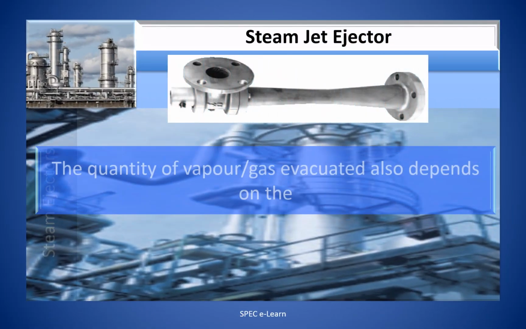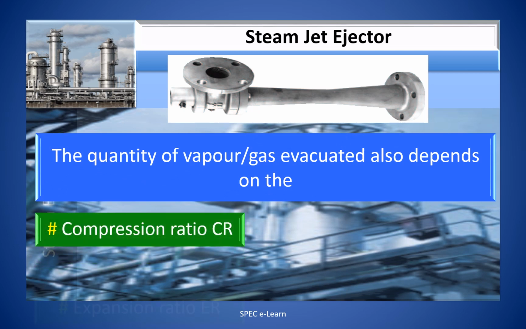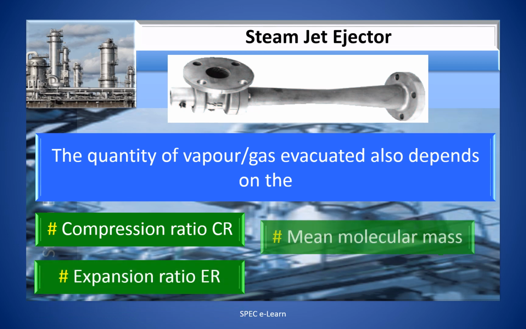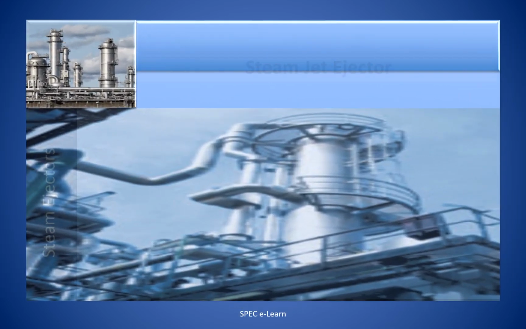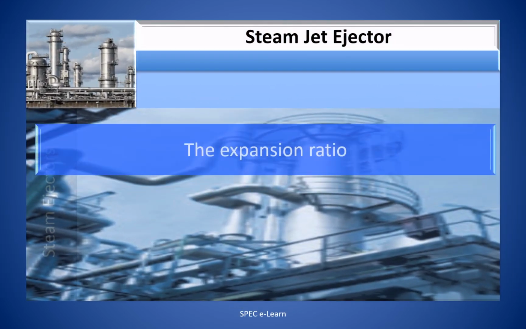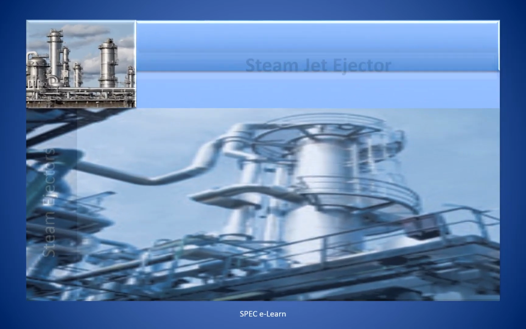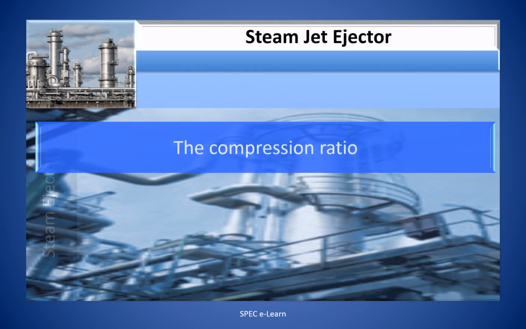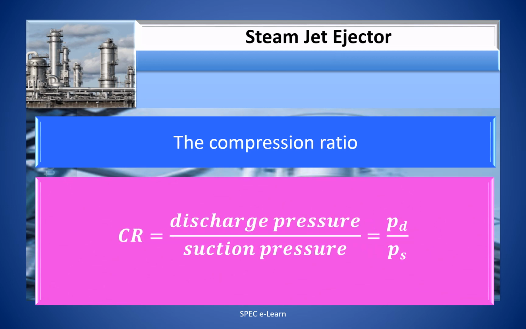The quantity of vapor or gas evacuated also depends on the compression ratio CR, expansion ratio ER, molecular mass, and suction temperature. The expansion ratio ER is defined as the ratio of motive steam pressure to suction pressure, which is equal to Pm divided by Ps. The compression ratio CR is defined as the ratio of discharge pressure to the suction pressure, which is equal to Pd divided by Ps.